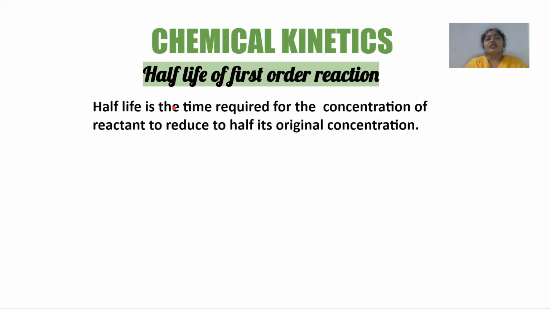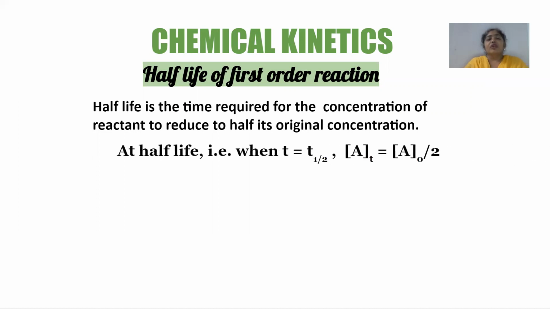So when you consider any reaction, whatever time is needed for the initial concentration of the reactant to become half of its original value, that will be known as its half-life. And we denote this half-life by the symbol t half. So what is the expression for the half-life of a first order reaction? This is again a very important derivation. So at half-life, that means when the time becomes equal to the half-life of the reaction mixture, we can say that t equals t half.